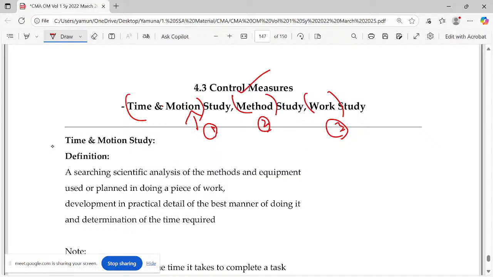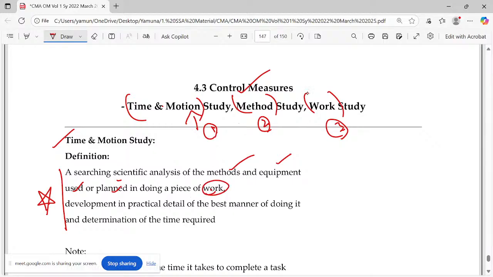So when I go for time and motion study, definition is quite important because it looks like time and motion and a method and a work, and it looks somewhat similar in nature. So let me go word by word. Kindly bear with me. The definition of this time and motion study is a searching scientific analysis, obviously analyzing of the methods and equipment used or planned in doing a particular piece of work.